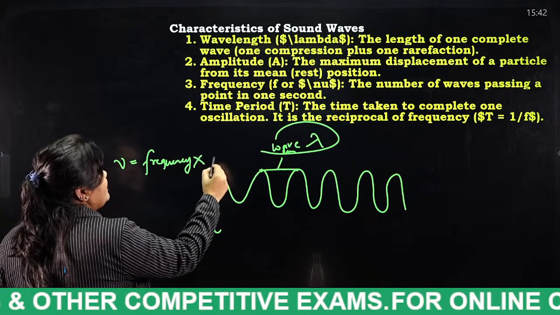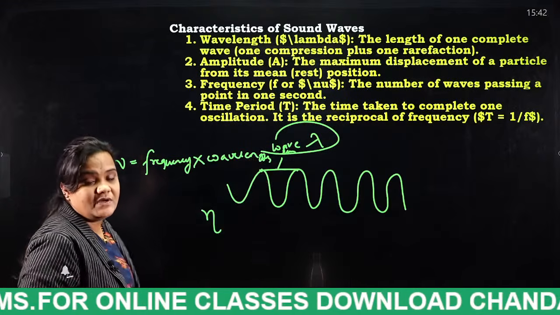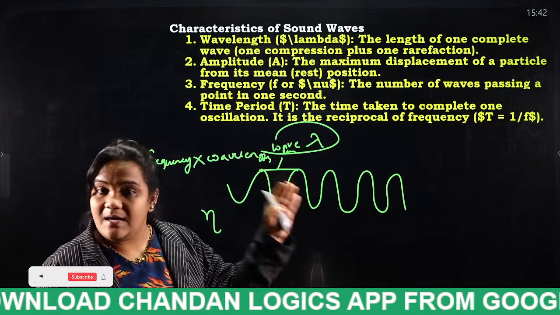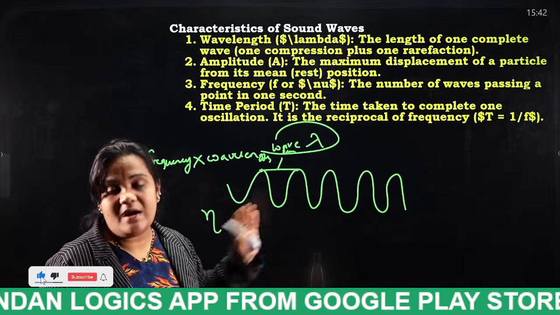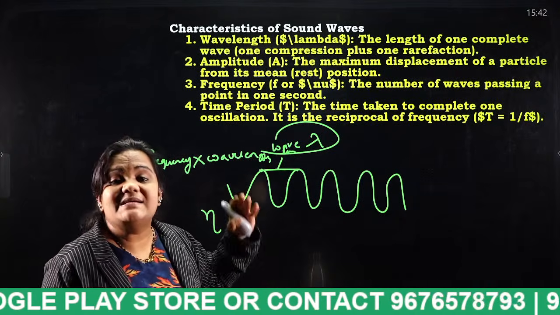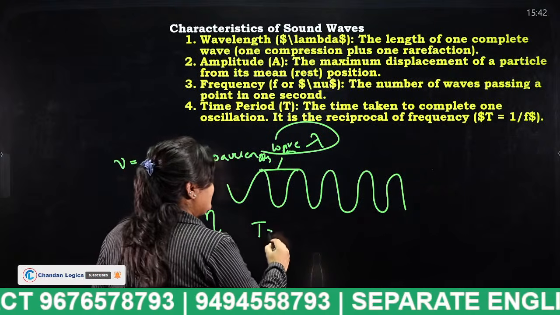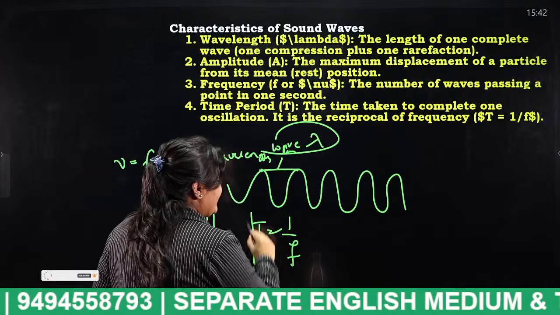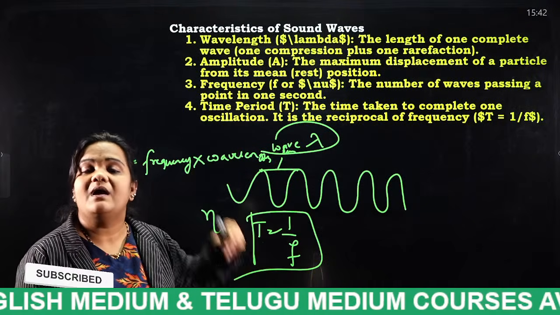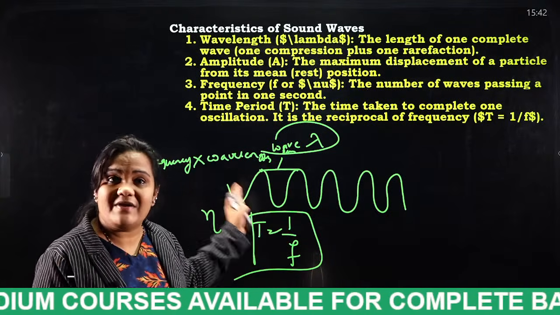Speed of the sound is nothing but what, students? Frequency into wavelength. This is a very, very important formula. And the next thing, time period. Time period is the reciprocal of frequency. Time period is nothing but what, students? It is the reciprocal of frequency. And the relationship between speed, frequency and wavelength is speed is equal to frequency into wavelength. This is very, very important.